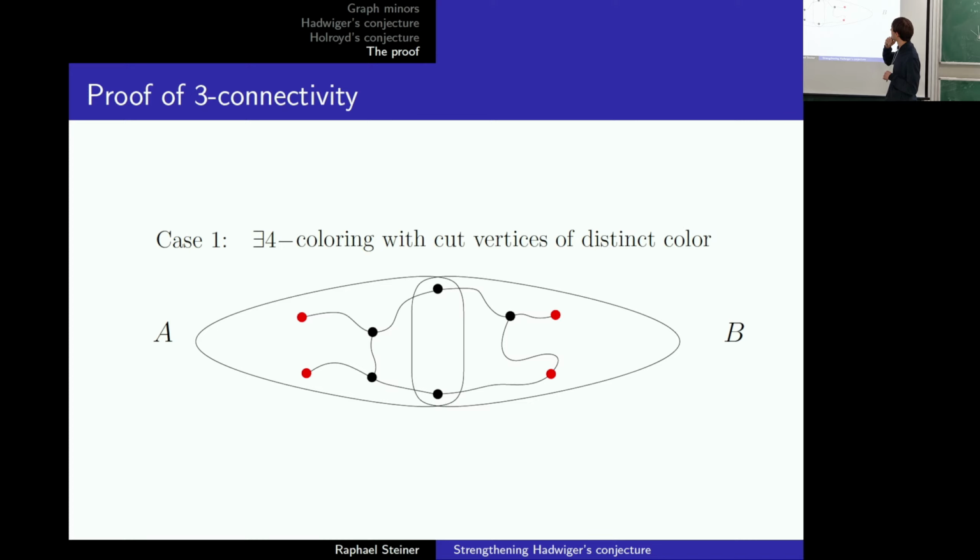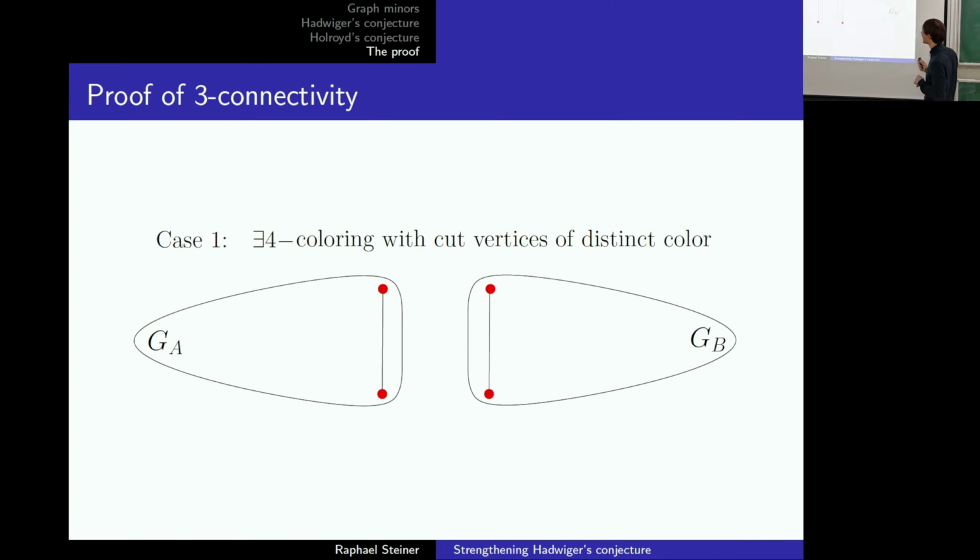There exists a four-coloring of the whole graph where the cut vertices have a distinct color. Okay, let's discuss it later. So what I can do is I can do this from both sides. That's important, right? So I can contract this edge from left and from right. I get these two graphs on vertex A and B, which have this red edge.